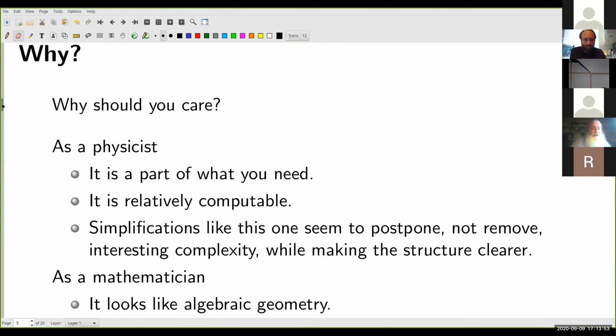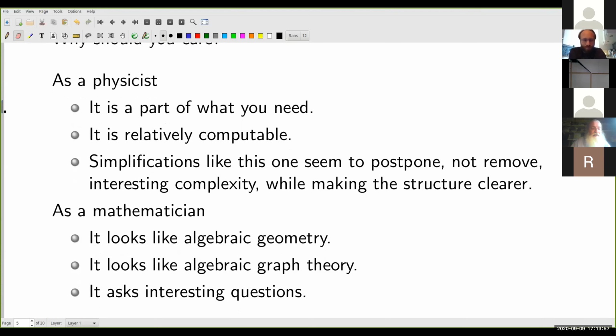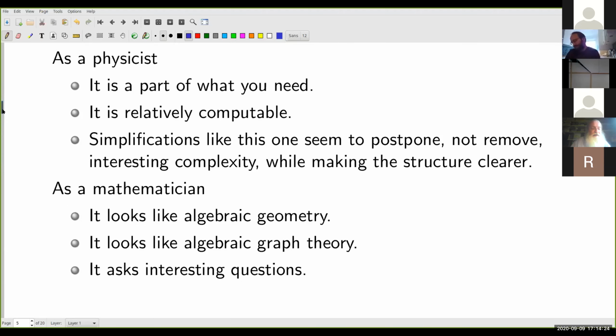Okay, but why should you care? Because you already have much more sophisticated ways to think about Feynman integrals. So why should you care? Well, as a physicist, it is a part of what you need, no matter what more sophisticated things you're going to do later. It's relatively computable. And I would argue that pretty well any simplification that you can find that's still got some richness to it, but certainly this one seems to postpone, not remove, the interest in complexity, while still making the structure clearer. So I think they're actually very interesting things to study.